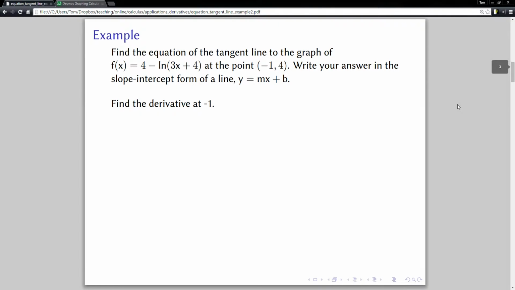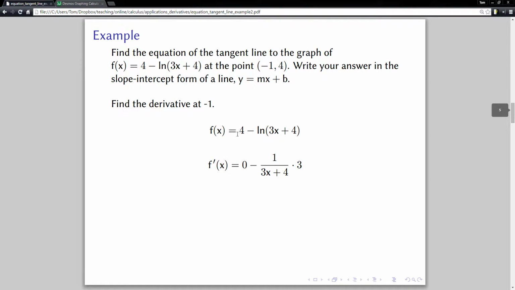So the very first thing that we would need to do is to find the derivative at negative 1, at that x value. Our function is f of x equals 4 minus natural log of 3x plus 4. To take the derivative of this function, we are going to first use the difference rule, to take the derivative of 4, then subtract off the derivative of natural log of 3x plus 4.